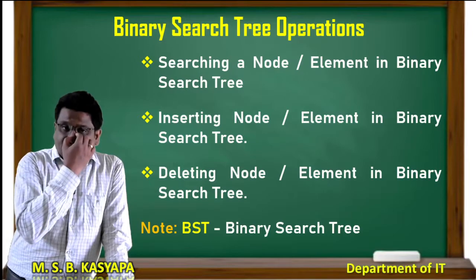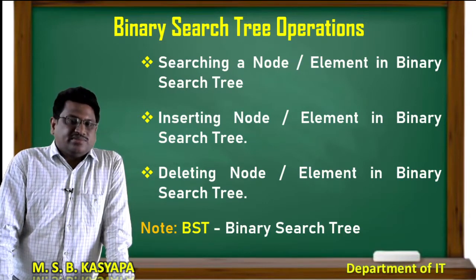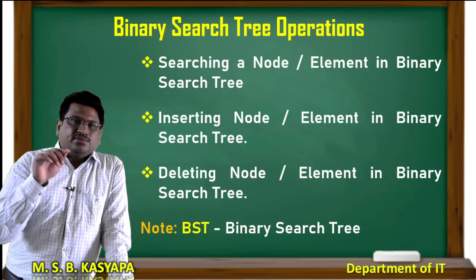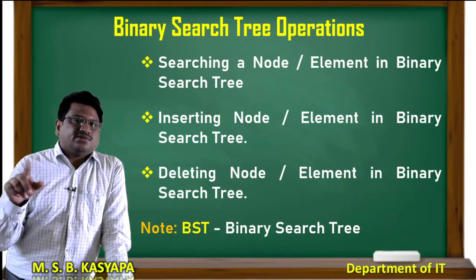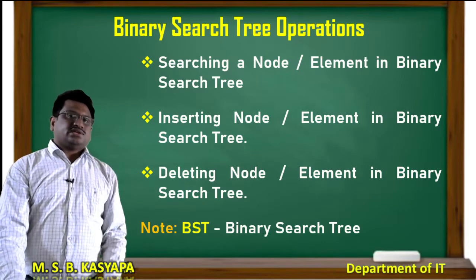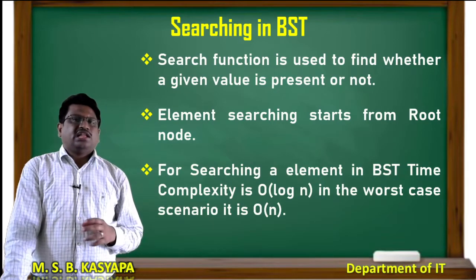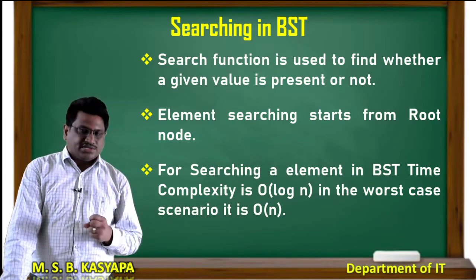From now onwards I am going to call a binary search tree a BST. So, BST means binary search tree, B for binary, S for search, T for tree. Okay. So, in short, a binary search tree is nothing but a BST. Now, let us move to the searching operation in a BST.